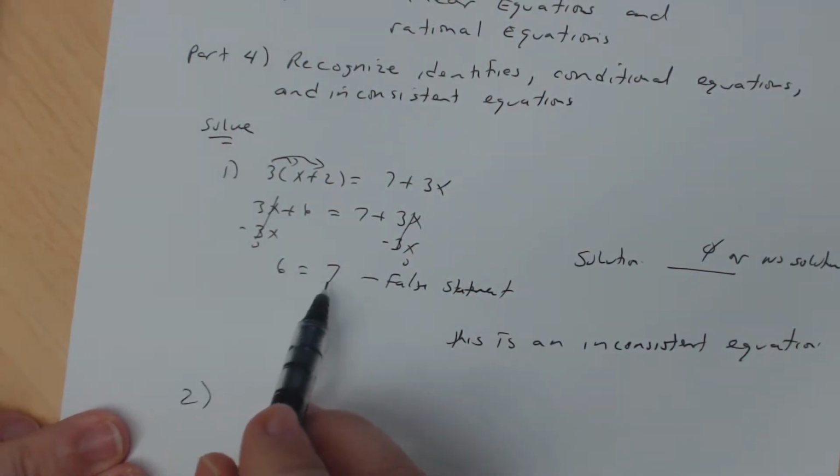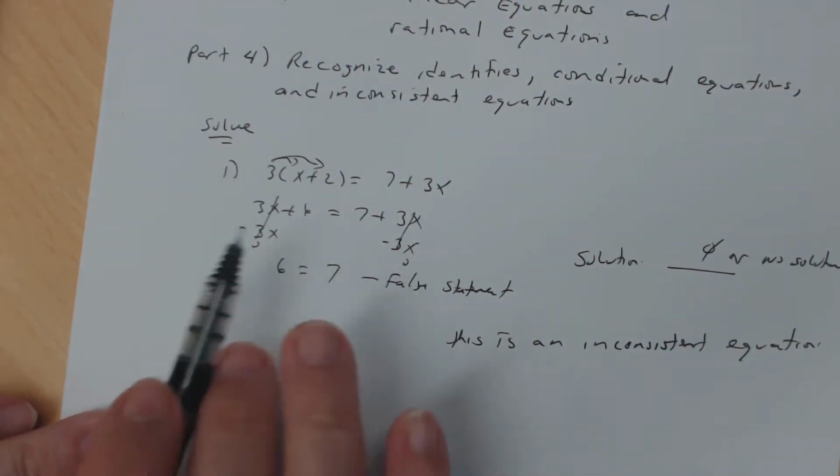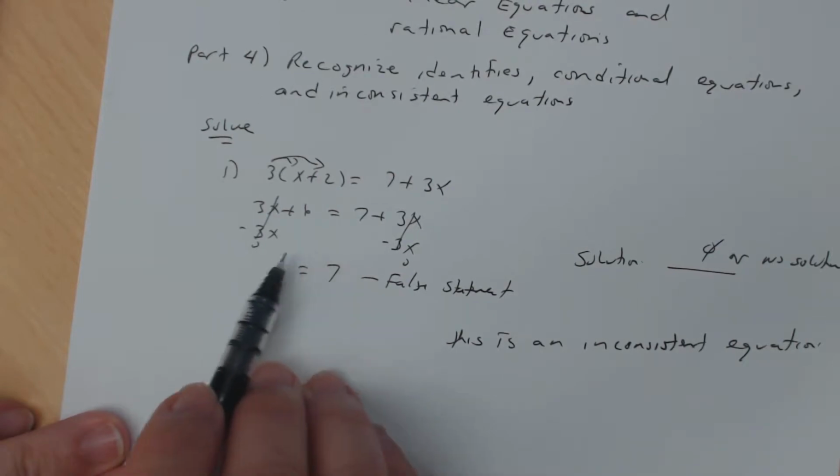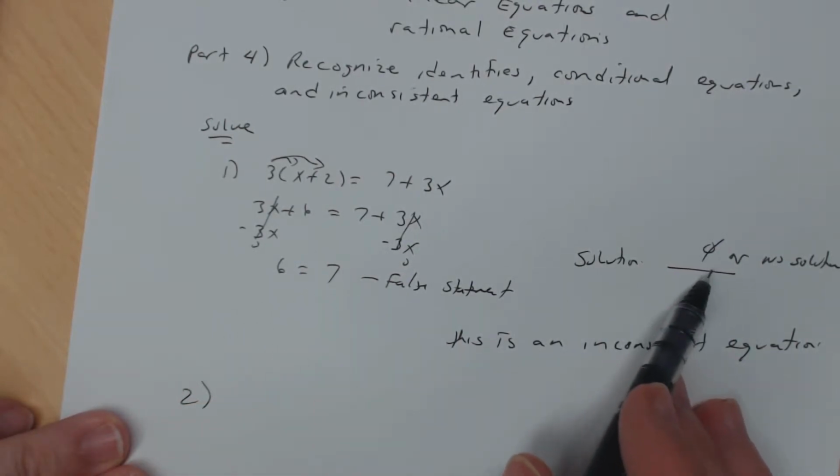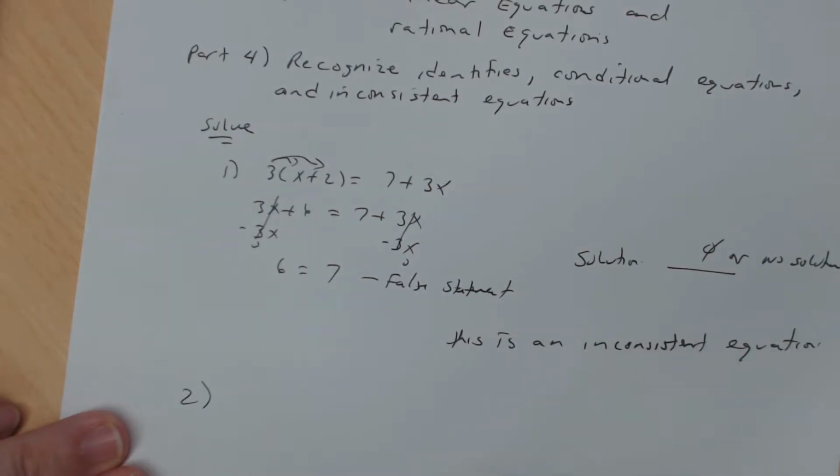All right, number 2. So remember, this is a false statement. So the variable disappeared. If the variable disappeared, look at the statement. If 6 equals 7 is a false statement, then that's the empty set, no solution. So this is inconsistent.